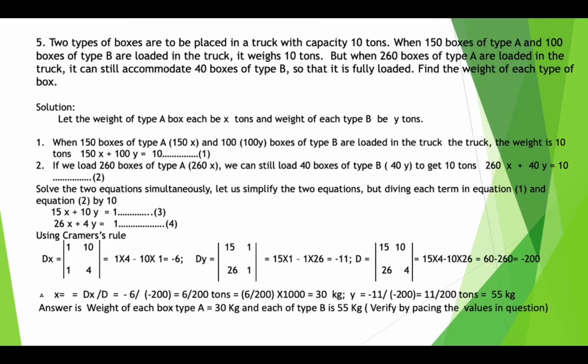Let the weight of each box of type A be x tons, and the weight of each box of type B be y tons. When 150 boxes of A, that is 150x, and 100 boxes of type B, which is 100y, are loaded in the truck, the weight is 10 tons. So 150x plus 100y is equal to 10.